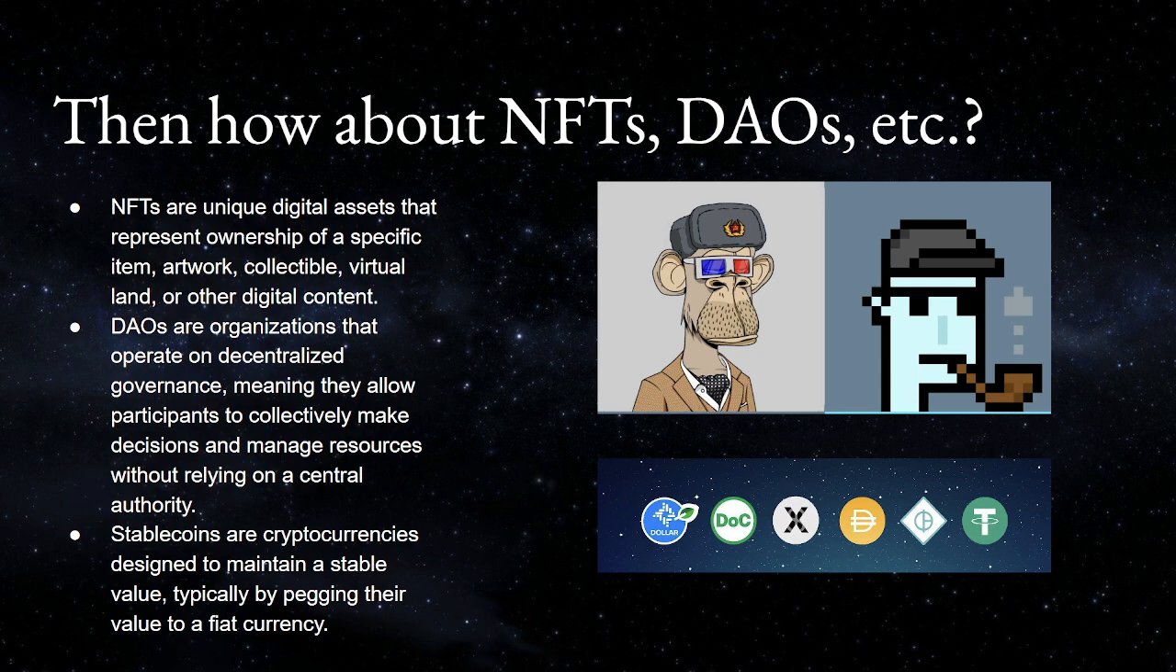DAOs are basically organizations. DAO means decentralized autonomous organization. These are organizations that operate on decentralized governance, meaning they allow participants to collectively make decisions and manage resources without relying on a central authority. An organization means a group of people where a central authority is the head of the organization. But a DAO means a group of people where the authority lies among each one, which means the authority is in equal terms among all of the people participating in the organization. And stable coins we have already discussed.